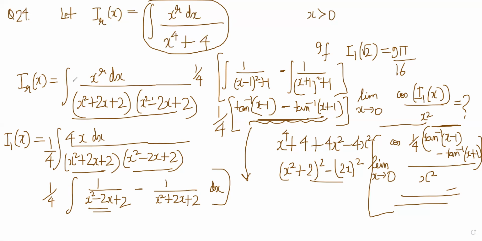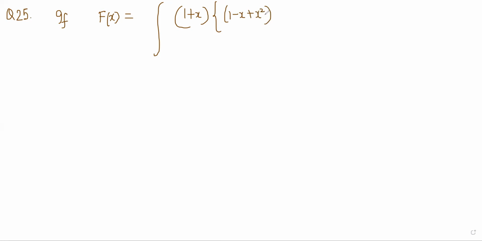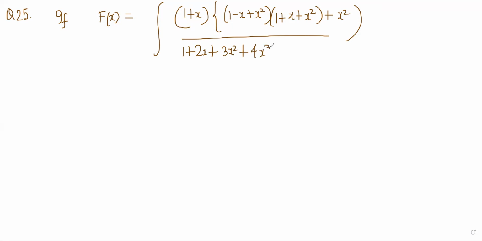Which is question number 25. Question number 25 is: if capital F of x is equal to the integral of 1 plus x multiplied by 1 minus x plus x square multiplied by 1 plus x square plus x square whole bracket, divided by 1 plus 2x plus 3x square plus 4x cube plus 3x power 4 plus 2x power 5 plus x power 6 dx. Then find the value of F of 99 minus F of 3.